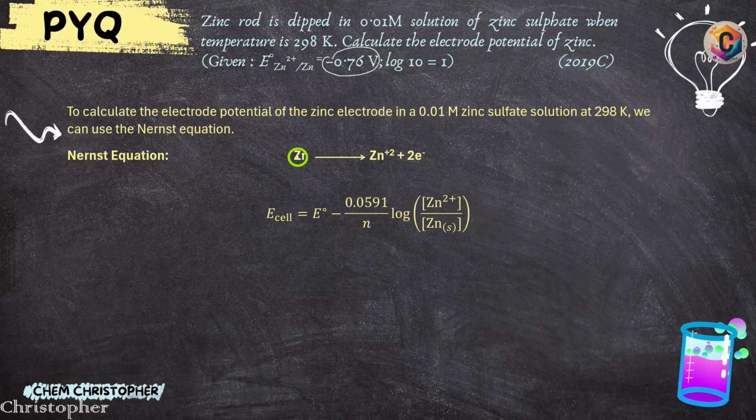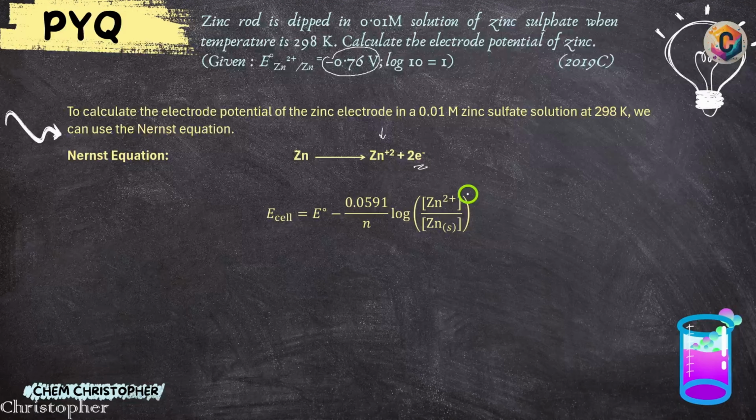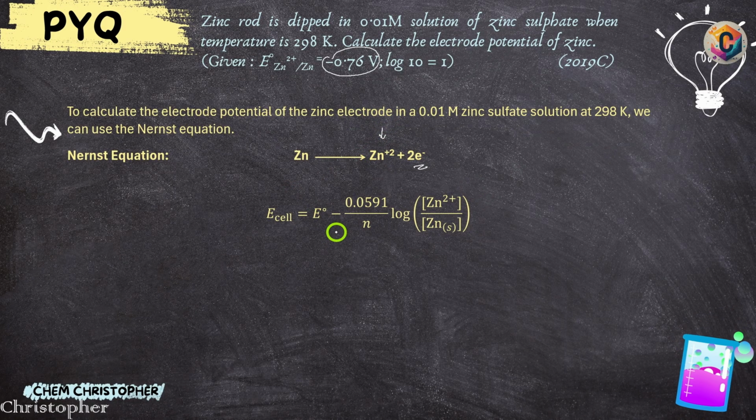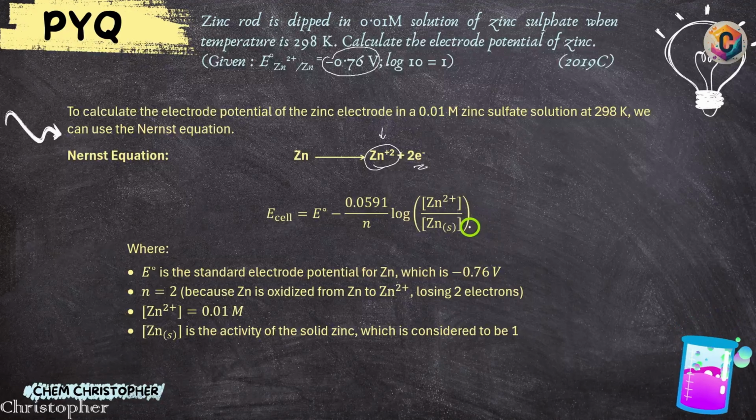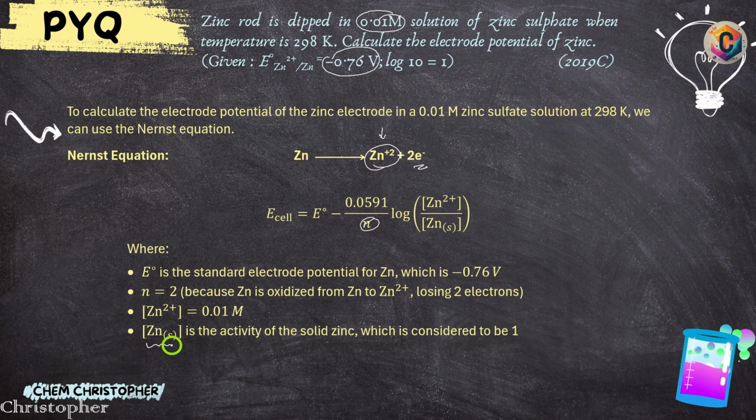So zinc, after losing 2 electrons, forms zinc plus 2. Now for this reaction, I'm going to write the Nernst equation. E cell is equal to E naught cell minus 0.0591 divided by n, log of the product over reactant, here zinc plus 2 divided by zinc. Got it? So E naught cell represents 0 minus 0.76, the standard electrode potential for zinc, and the value of n is 2, and the concentration of zinc plus 2 ion is 0.01, given in the question. For solid zinc, the activity of the solid is considered to be 1.